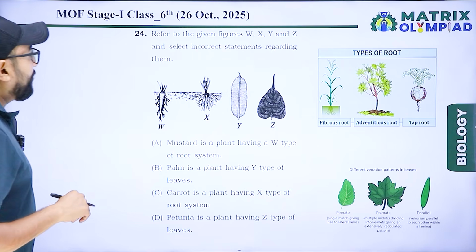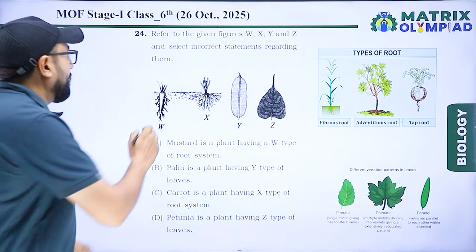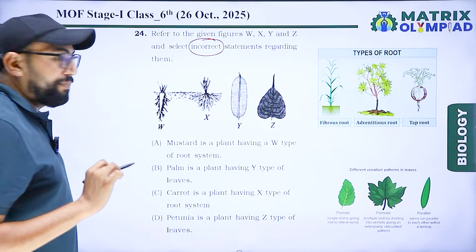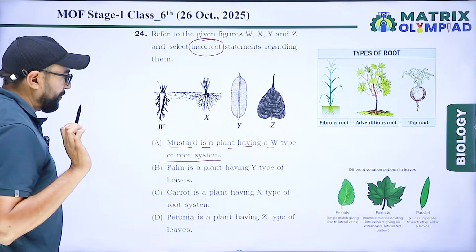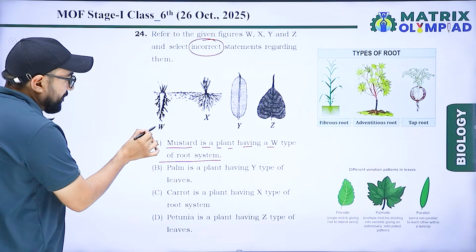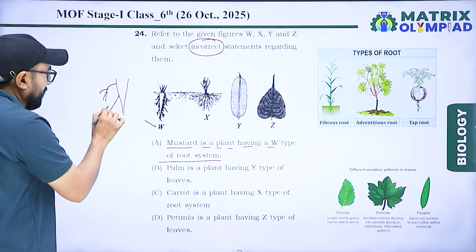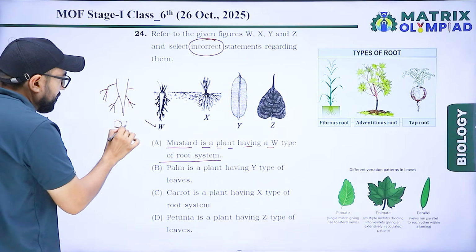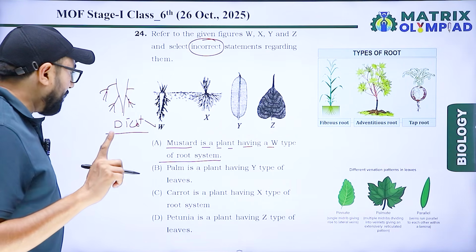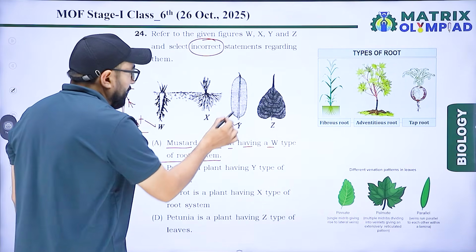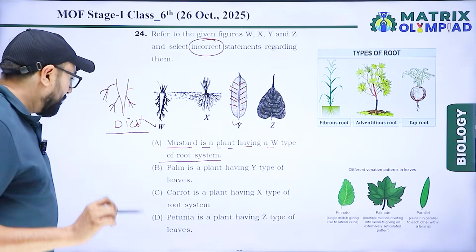Next, refer to the given figure W, X, Y and Z and select the incorrect statement regarding them. Mustard is a plant having a W type of root system. That is right, because mustard has a taproot system, because mustard is a dicot plant. Palm is a plant having Y type of leaves. Y type means parallel venation, parallel type of venation in palm.